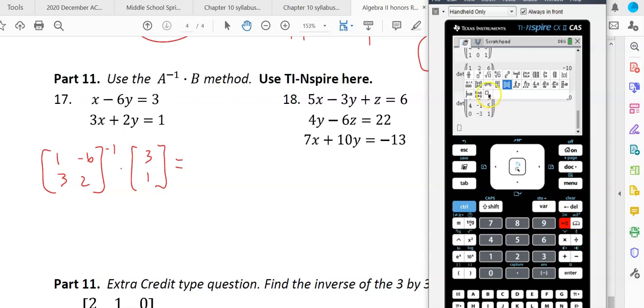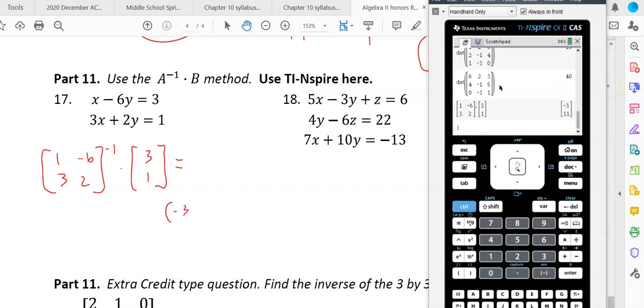So you do 2 by 2, like that. 1, -6, 3, 2, times 2 by 1 matrix. 3 and 1. So x is -3 and y is 11. Largely done in the calculator.